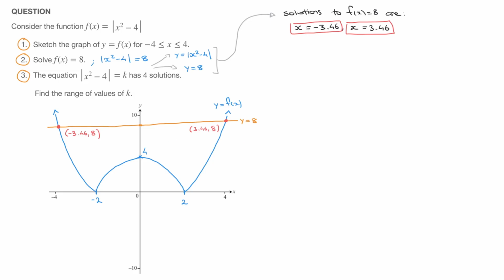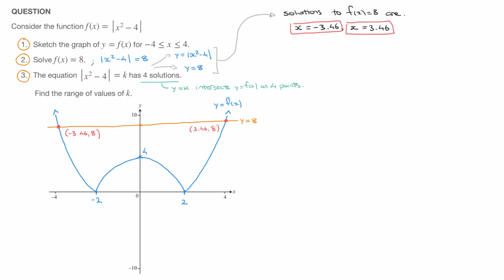And now remembering that the solutions to this type of equation are the x-coordinates of the points of intersection of the two functions' graphs, the only way this equation can have 4 solutions is if the horizontal line y equals k intersects our curve 4 times. So I'll just say intersects y equals f of x at 4 points.